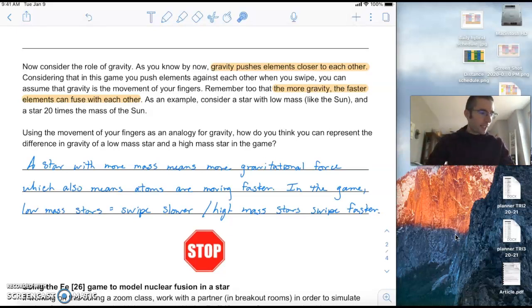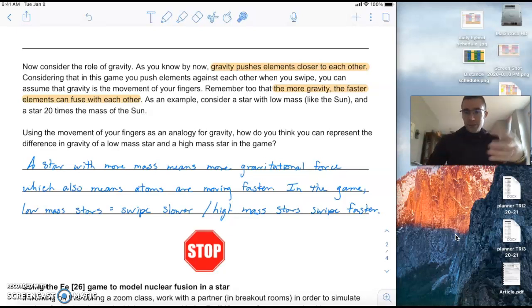So to answer this question, in the game, you were supposed to determine a way to simulate the amount of mass inside a star. To do that is the speed of swiping, okay? A more massive star has more gravity, which means the particles are going to be moving faster, allowing the fusion rate to go faster, okay?